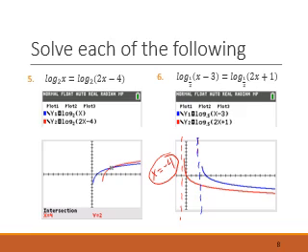It should only be a problem when you're solving with the one-to-one property. When you solve with the one-to-one property, you need to be careful and make sure that you plug your answer into the original equation and make sure it works. And when we say make sure it works, don't just check that you're getting the same logarithm on both sides of the equation. You need to make sure you're getting a logarithm that can actually be evaluated.